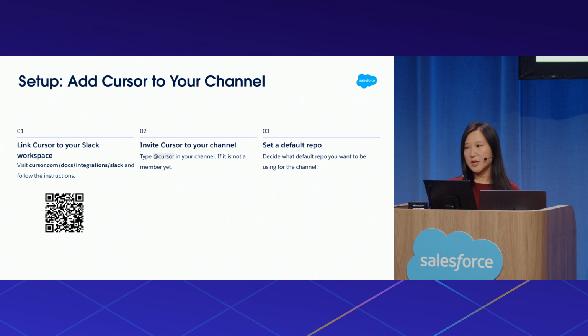And then you can set up the default repo. And not just that, you can set up the default branch that it works on. So it doesn't have to work directly on the main branch, and I wouldn't recommend it either. So I would choose a development branch or feature branch.